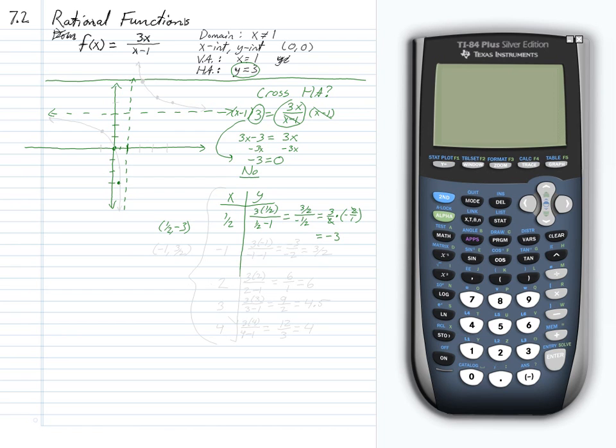right about there. Maybe something to the left, just to kind of see what the overall shape of our function is to the left of the y-axis. If I plug in negative 1, then my function is 3 times negative 1 over negative 1 minus 1, which is negative 3 over negative 2, or 3/2. So about 1.5. We'll plot that right about there.